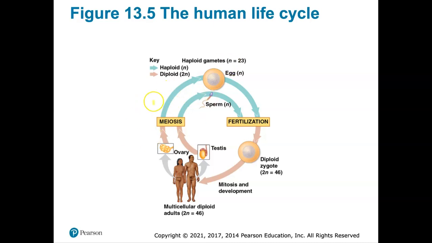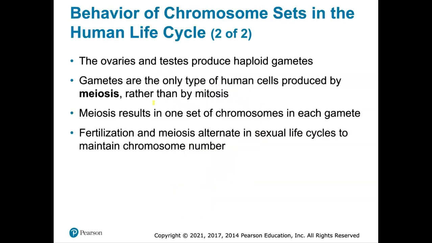And then the process just continues. The sperm and the egg are haploid. All the other body cells are diploid. So gametes are only produced by meiosis. And it occurs in a human female, where meiosis occurs in the ovaries, and in a male, meiosis occurs in the testes.